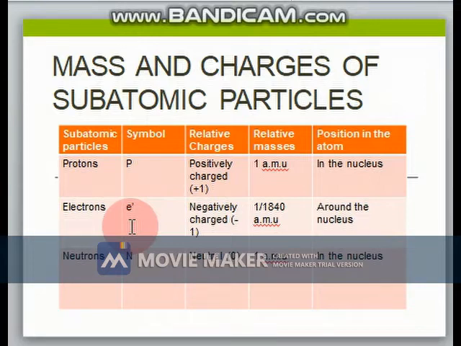Then we come to the neutrons, N. They are neutral, so they have a charge of 0. The mass is 1 atomic mass unit, and it is found in the nucleus. So let's proceed. Now let's look at a neutral atom.